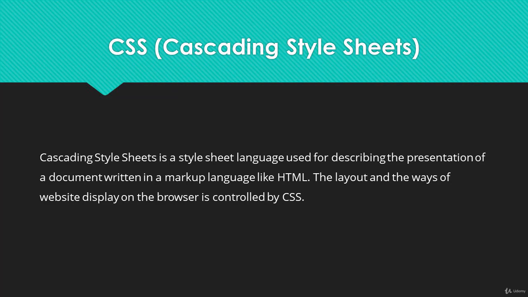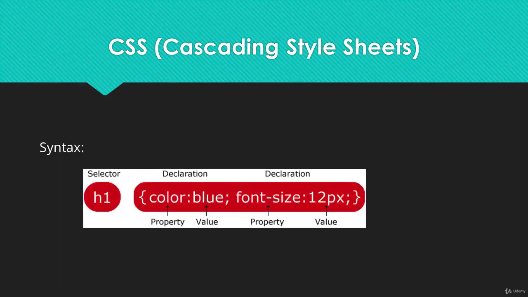Knowing only HTML is not enough because it's just a skeleton of the web page. In order to style your web page, you must use CSS, which stands for Cascading Style Sheets. In this picture, you can see 2 parts, selector and declarations. In CSS, we select HTML tag or HTML element to apply CSS styles. The declaration has property name and values. In the example, we select H1 tag, then apply blue color and font size to 12 pixels.